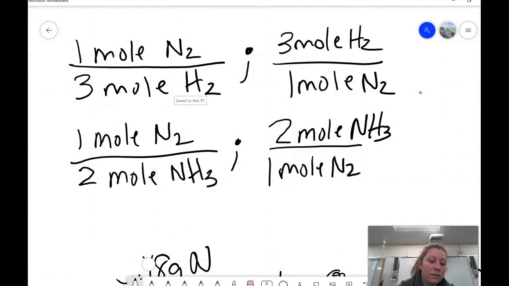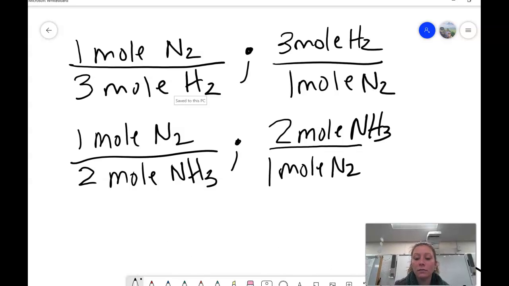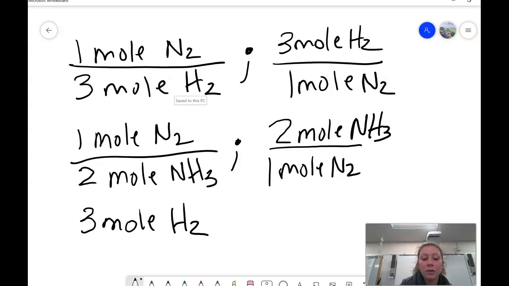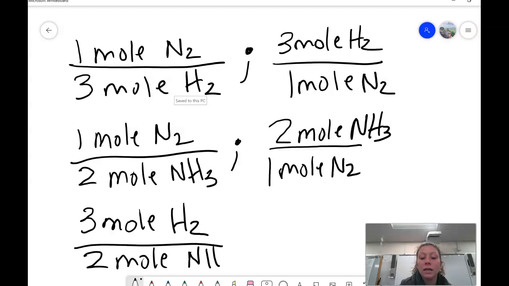And again, when we have these mole ratios, really they are helping us solve specific problems. So I'm not going to always need all of them. I'm just trying to make you aware of how many different problems we could do in this chemical reaction.